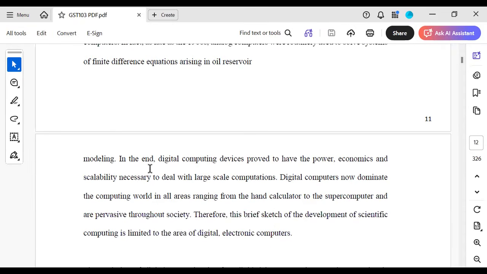So let's say in the end, digital computing devices prove to have the power, economics, and scalability necessary to deal with large-scale computations. Analog is very limited.